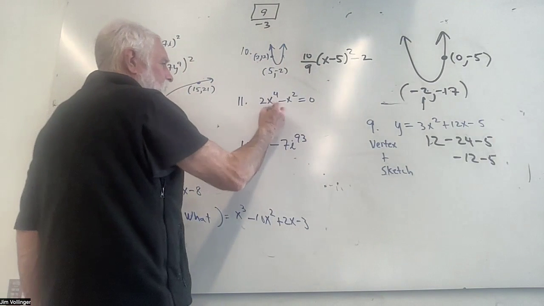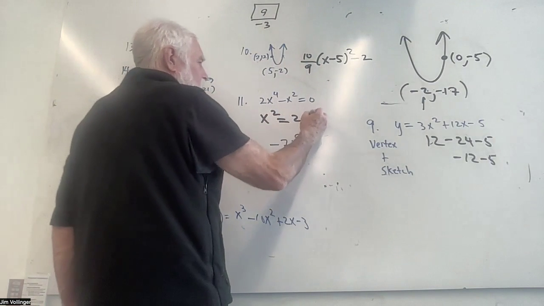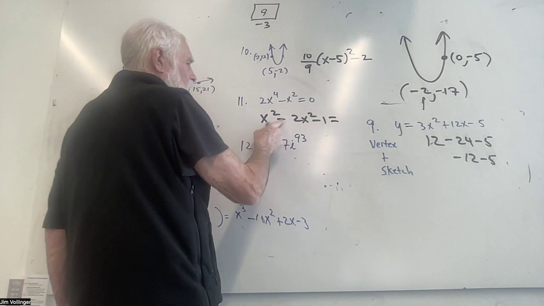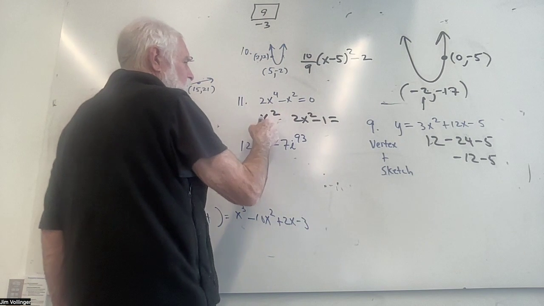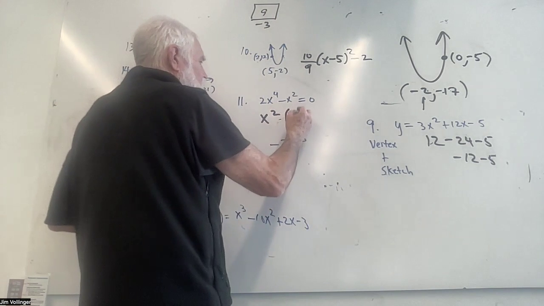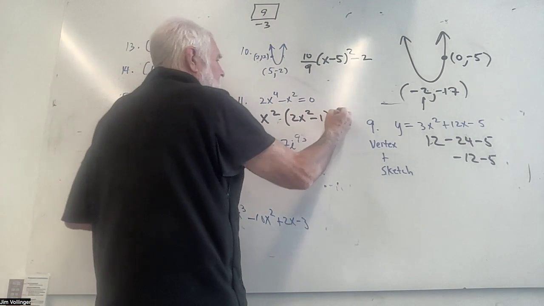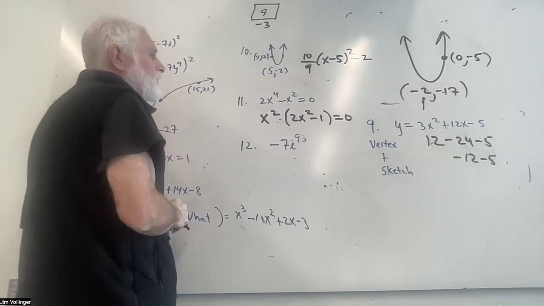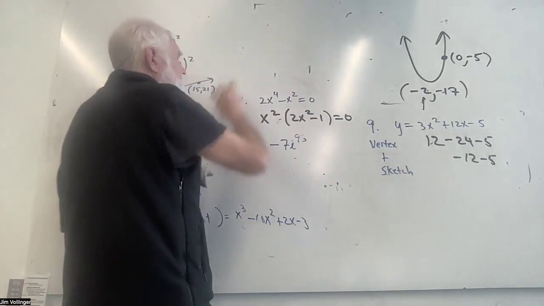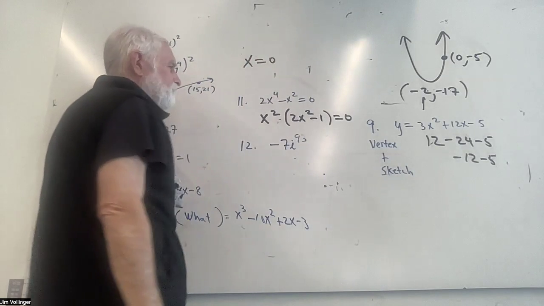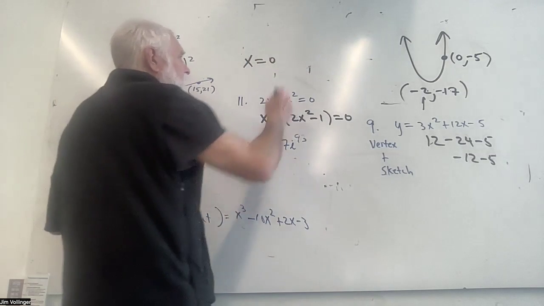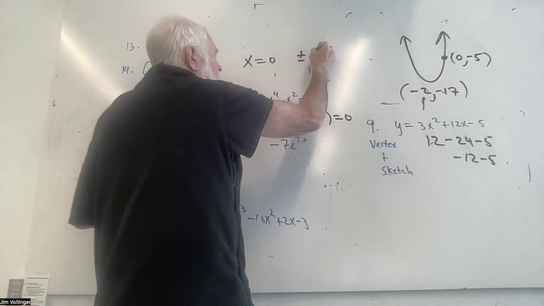Take out what's common: x squared times 2x squared minus 1, and that's set to 0. So I don't know why I wrote that. Oh, because I was factoring. So x squared times 2x squared minus 1 equals 0. So that's good. So what do I have? x squared could equal 0, so x could equal 0. Yep, I don't have anything on the left side if I let x equal 0. And I could have plus or minus the square root of 1/2.